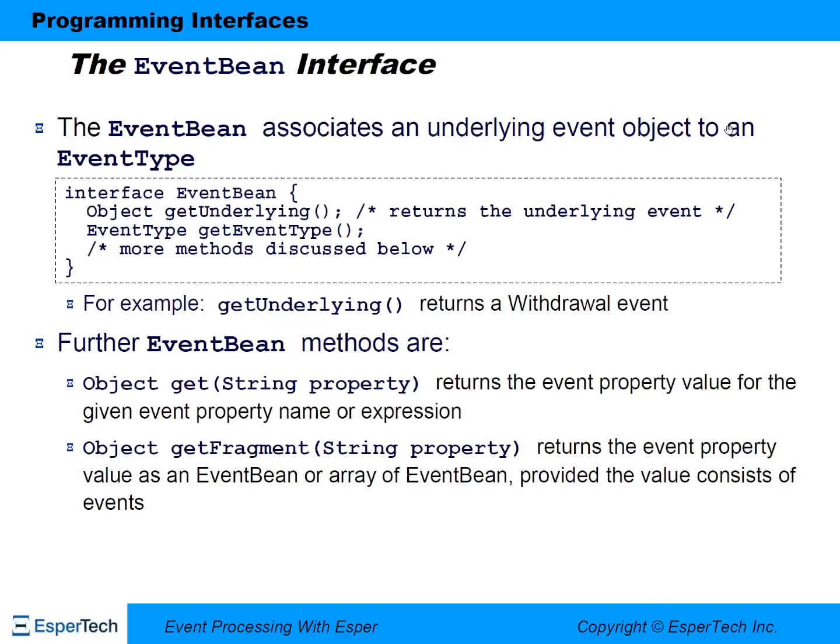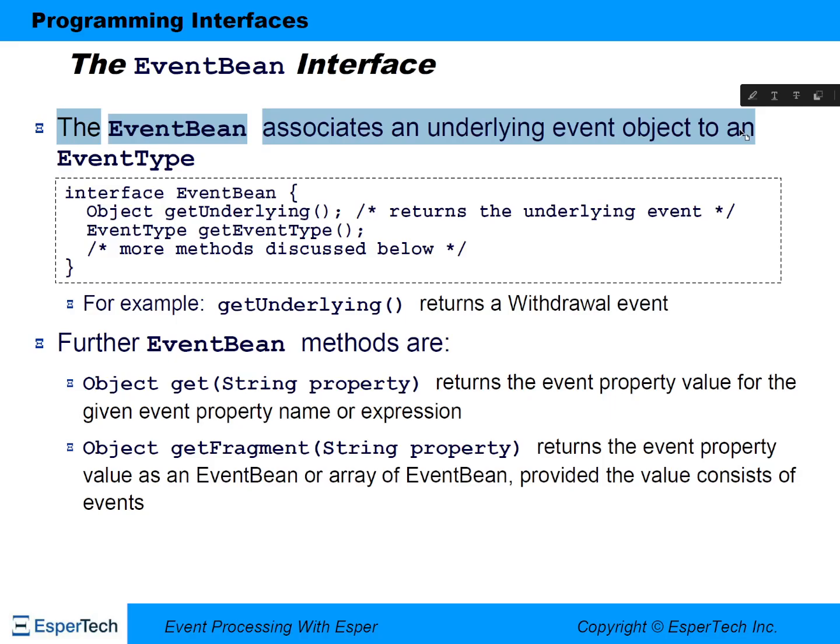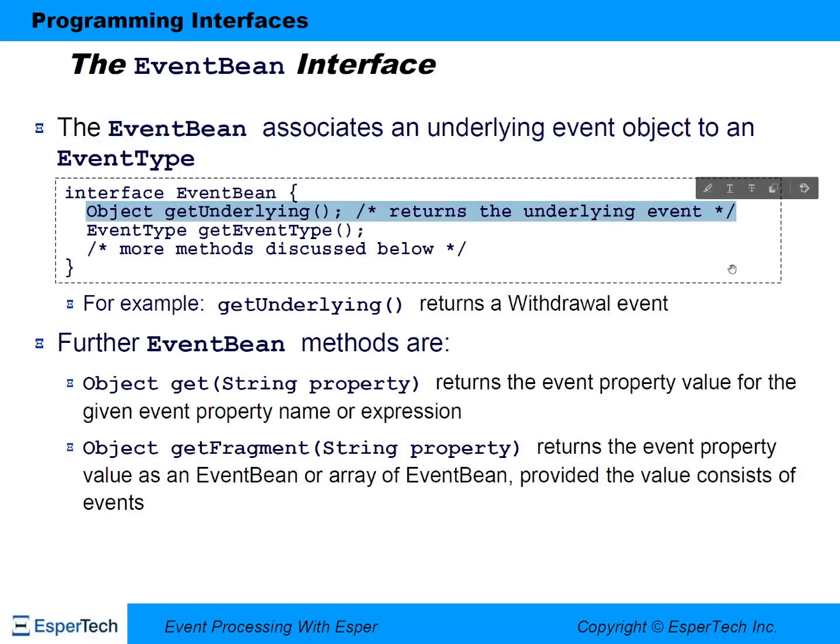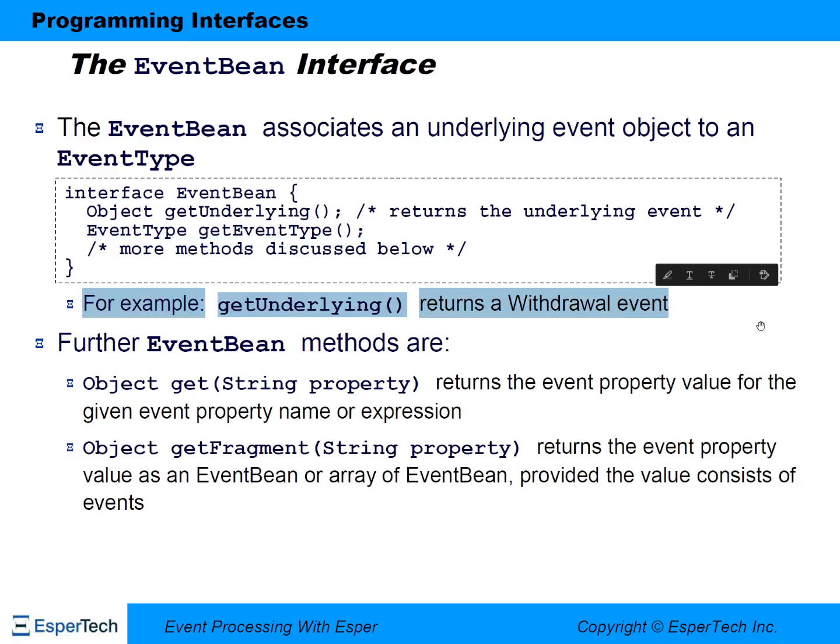This slide presents the event bean interface. The event bean associates an underlying event object to an event type. The getUnderlying method returns the underlying event. The getEventType method returns the event type. Following our previous discussion of withdrawal events, the getUnderlying method returns the withdrawal application object.